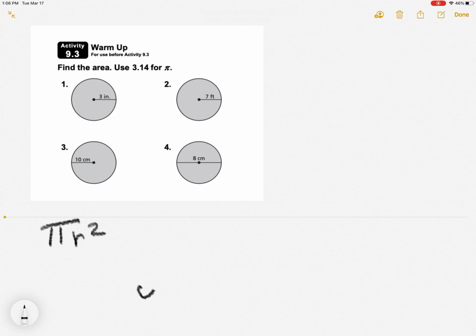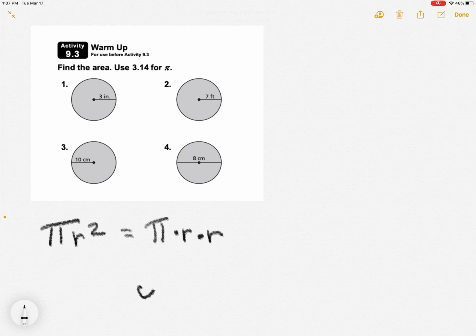And I know if you don't have a calculator at home that has the square button, remember that you can do that as pi times r times r, and you'll get the same effect. So remember the r stands for the radius, and as you can see, these three have the radius ready for you.